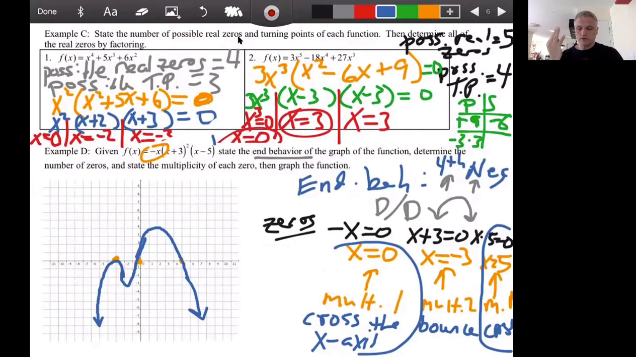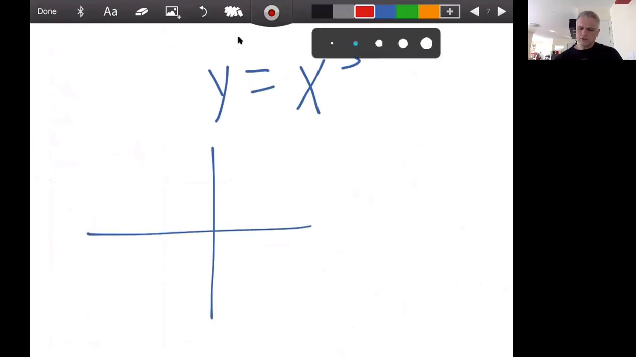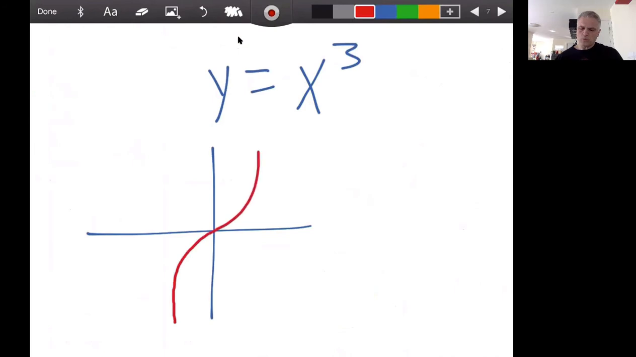The only thing that we did not cover today is the exponent or the multiplicity of 3, right? And I'm just going to show you very quickly. Let's say that we had x cubed. Remember, y equals x cubed, or f of x equals x cubed? Remember what that looked like? It looked like this.